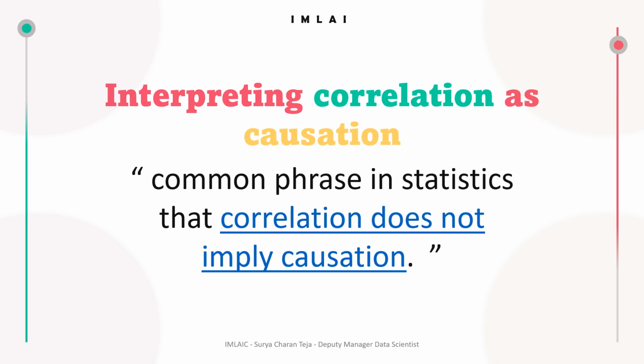Brilliant, fantastic. So we have seen a scatter plot, pair plot, parallel coordinate plot, and even correlation coefficient matrix to analyze the feature relationship, to understand the relationship between the features. But there is a common phrase in statistics that correlation does not imply causation. Okay, so correlation doesn't mean it's a causation.